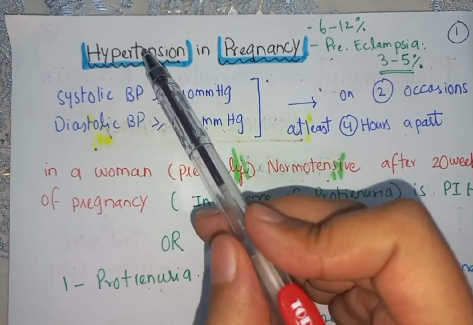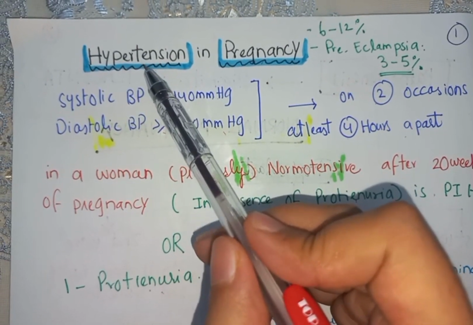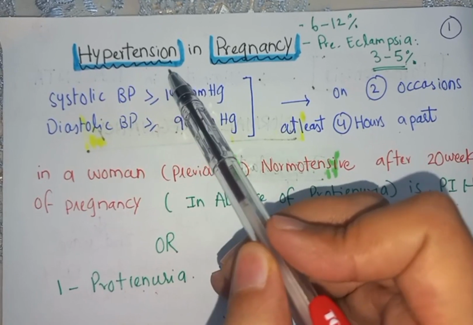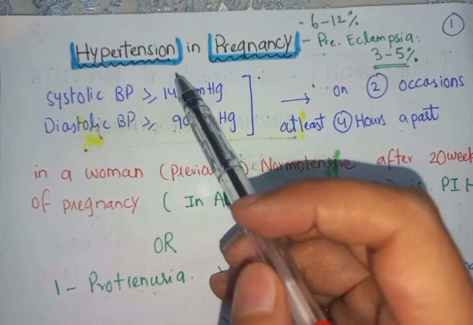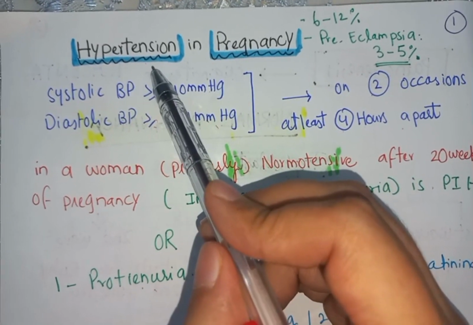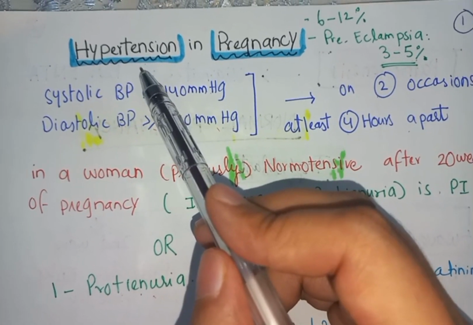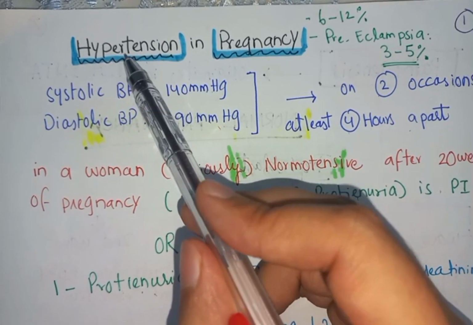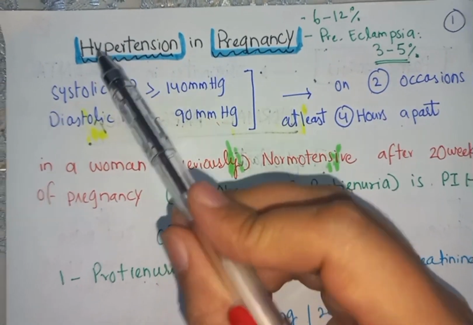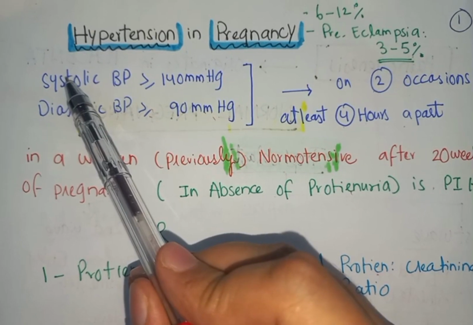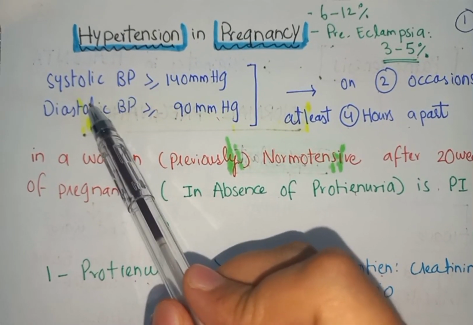There are different categories of hypertension in pregnancy, like PIH, that is pregnancy-induced hypertension, which is also known as gestational hypertension, or preeclampsia, or there is chronic hypertension. Let us start with the definition. Preeclampsia or PIH, how do we differentiate between them?